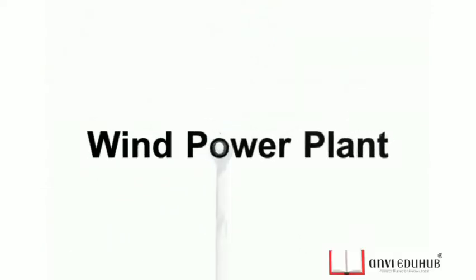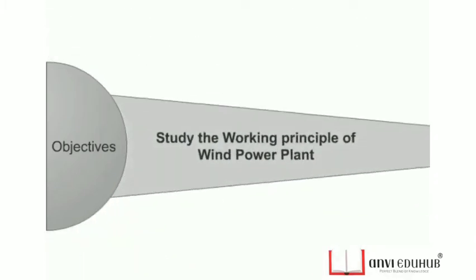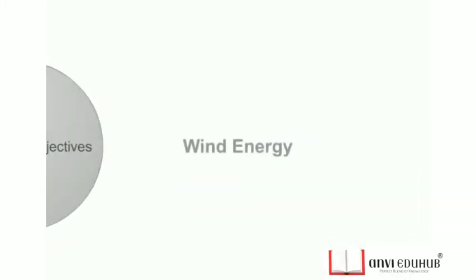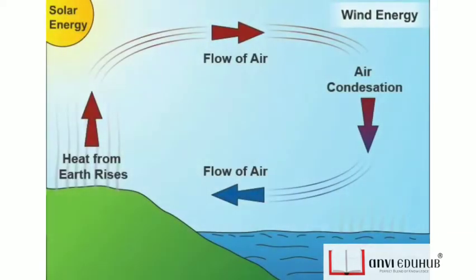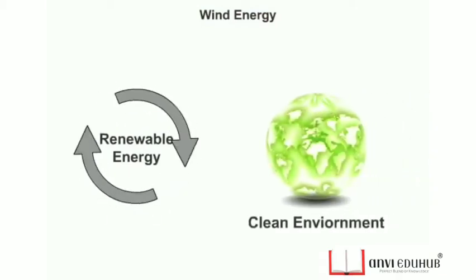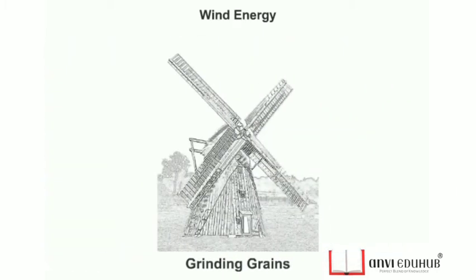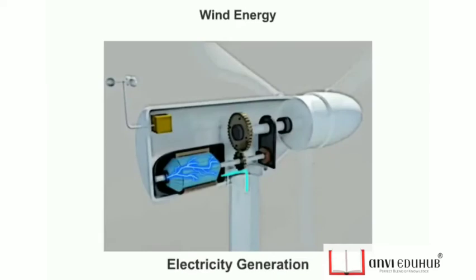Wind power plant. In this session, we will define wind energy, study the working principle of wind power plant, and learn the application of a wind power plant. Wind energy. Wind energy is the form of solar energy which is produced because of the uneven heating of the earth by the sun. Wind energy is renewable energy and it helps to keep the environment clean. Wind energy can be used for sailing, grinding grains, electricity generation, etc.